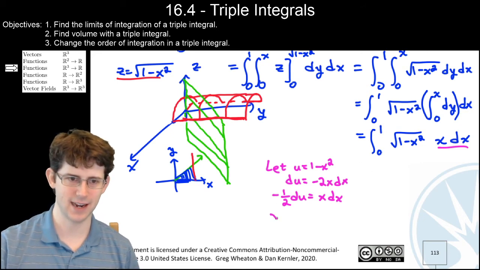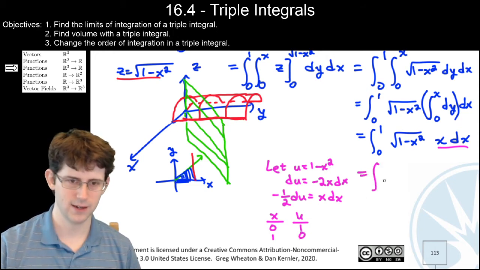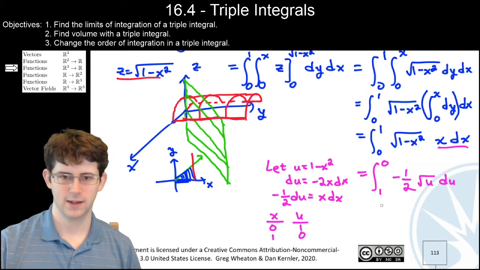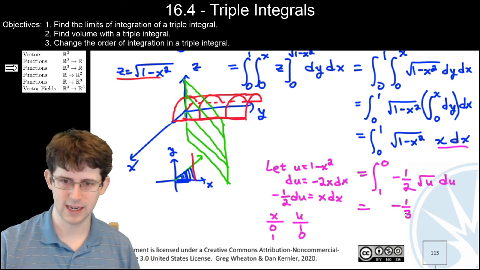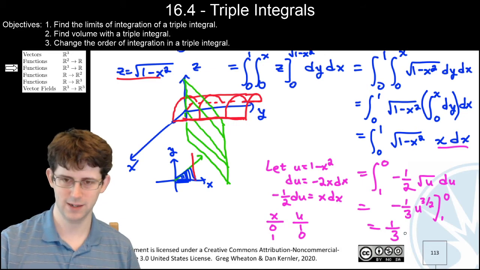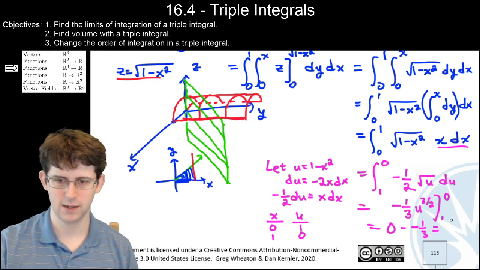I've got some bounds here that are x bounds. x goes from 0 to 1, so I'll figure out what happens with u. When x is 0, u is 1. When x is 1, u is 0. So the integral is now from 1 to 0. I have a minus a half and a du, and a square root of u. The integral of square root of u is 2/3 u to the 3/2. Plug in 0, plug in 1, and I get plus a third times 1. So it's 0 minus a third. That is a third.